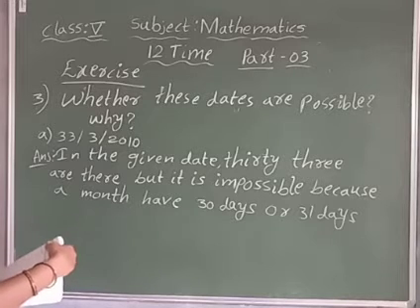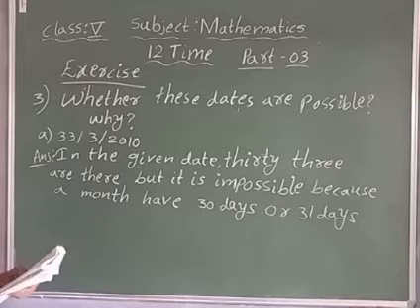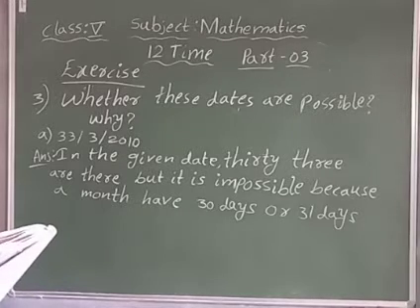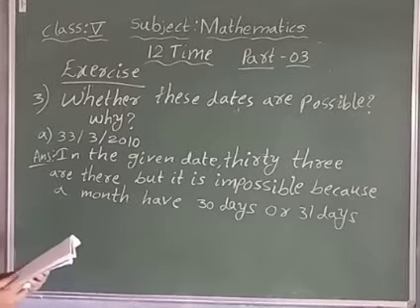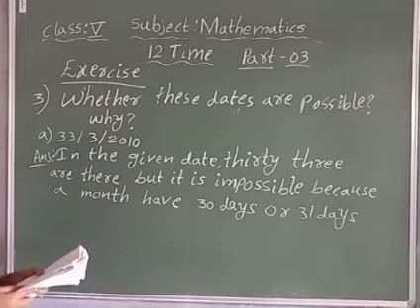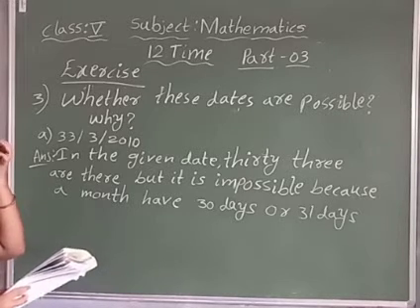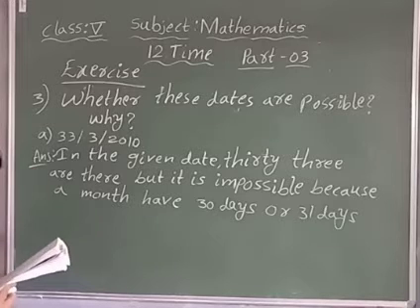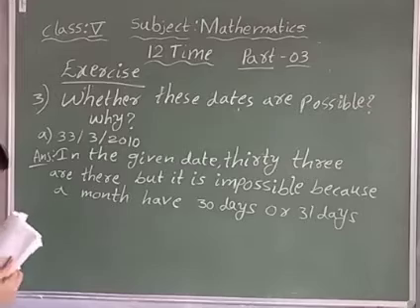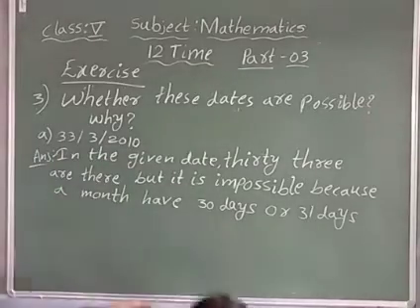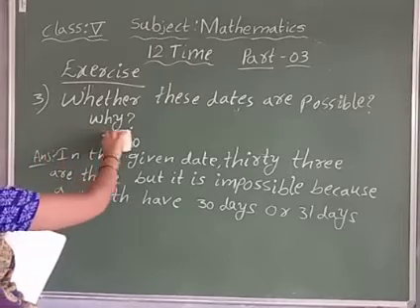So next one, 30 and 13, 2010. In the given date here, only 30 date is given, so the date will be possible. But here the month, you observe, children. And second one, see here.